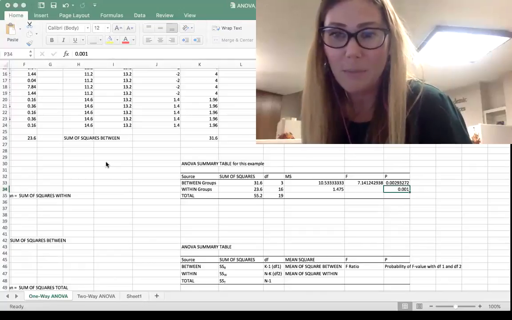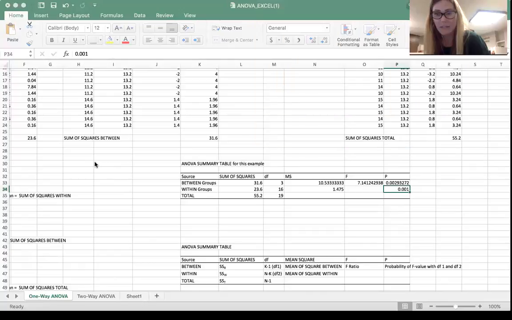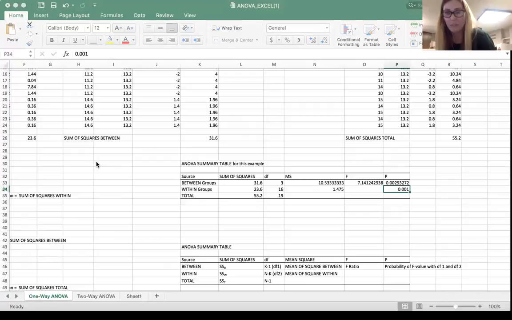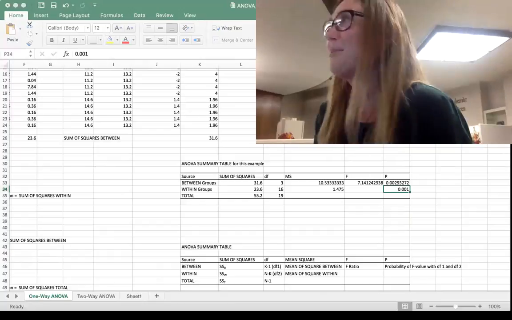So if 0.0029 is bigger than the significance level of 0.001, then it's, I don't know. You were tying the null.